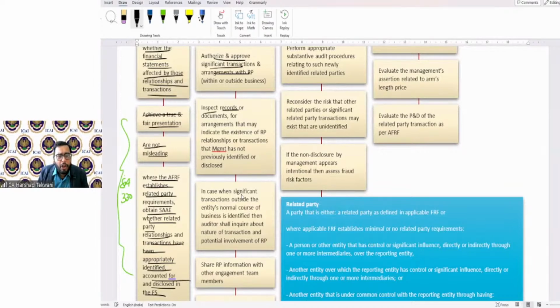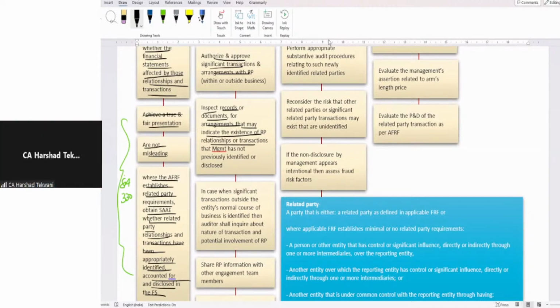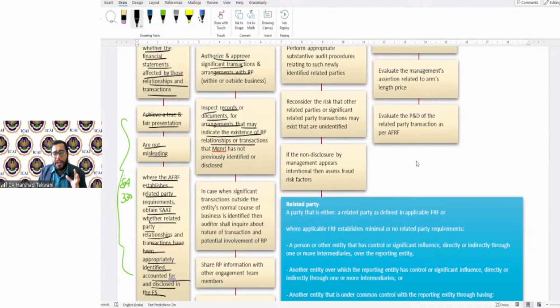Then you need to inspect records, documents, and arrangements that may indicate the existence of related party relationships or transactions that the management has previously not identified. Very important. Management has not identified that particular related party transaction or relationship, but you can identify it by inspecting the records, documents, and arrangements that are there. That will help you understand whether there is any related party transaction which was not disclosed earlier, but exists. For example, there is a new company which was incorporated during the period.